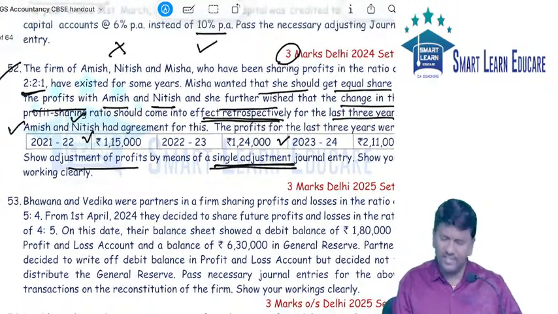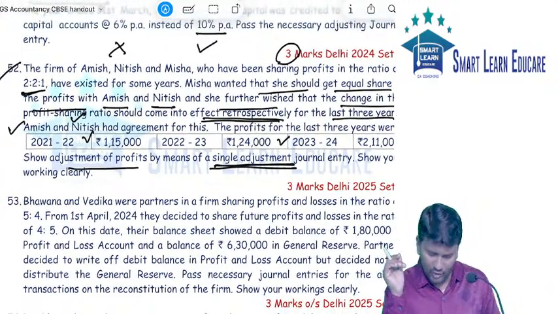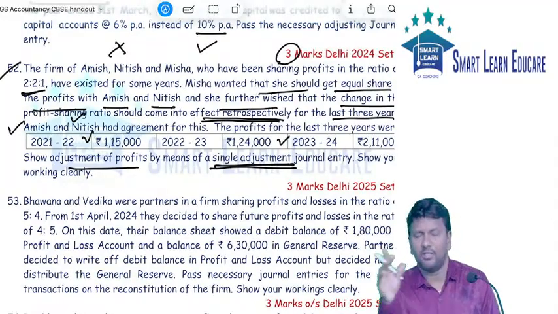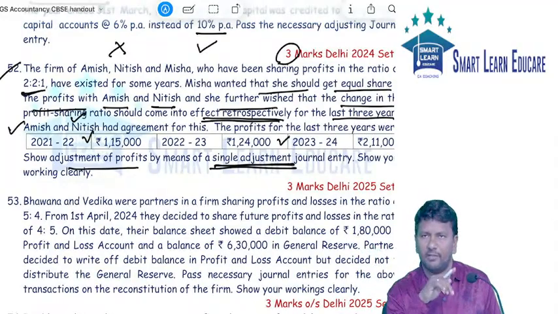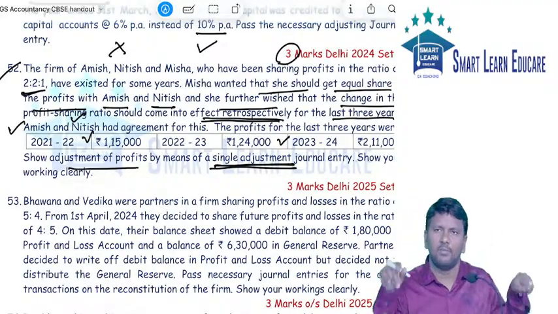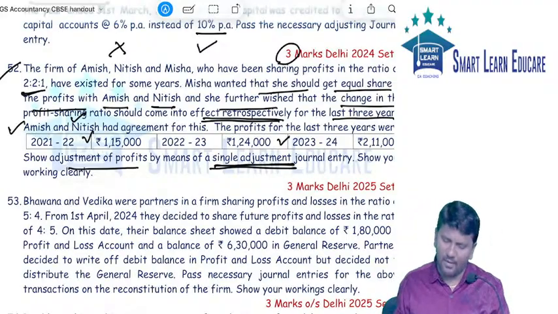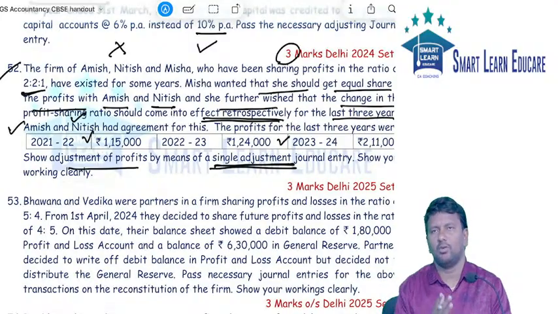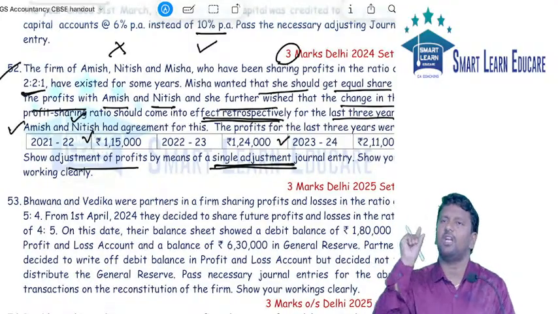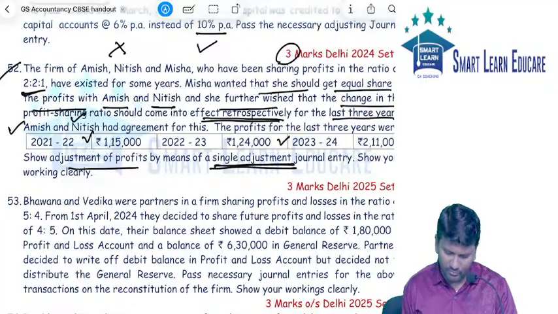So whenever this single adjustment entry is given, we should be very careful. All the adjustments should be given in the past adjustment table. We should prepare a table for that past adjustment and give all the effect in that table itself. Finally, you should pass only one entry for the adjustment. First, let us go through this question.